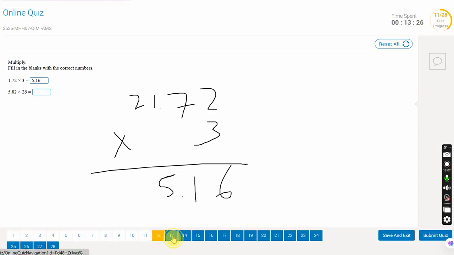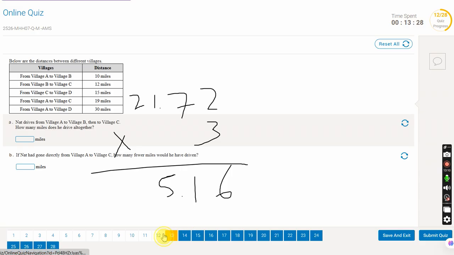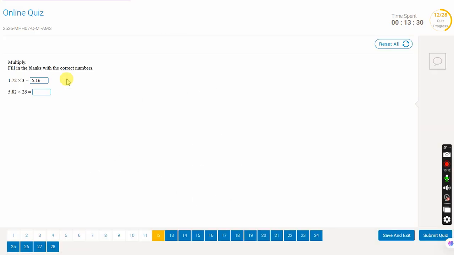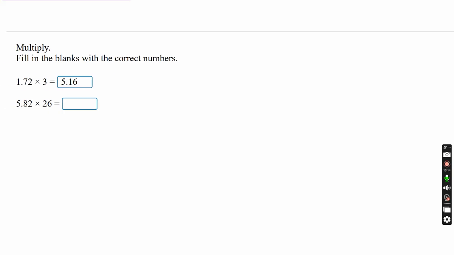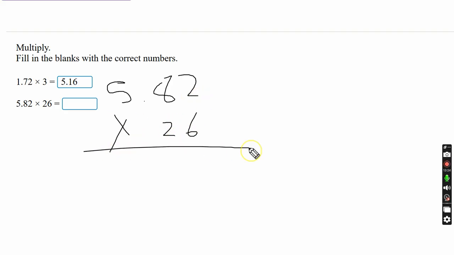Let's go to the next one. Okay, for the whole number, here I just want to explain this because it's a bit of a different question. So 5.82 times 26. When you do this, 6 times 2 is 12. It's the same thing, you know. You just look at the number of decimal places that it has, and that's where you put the answer. Let me show it to you in just a second.